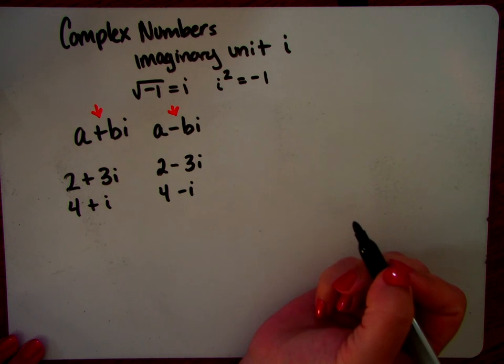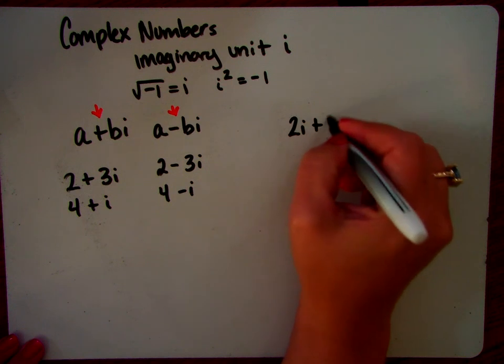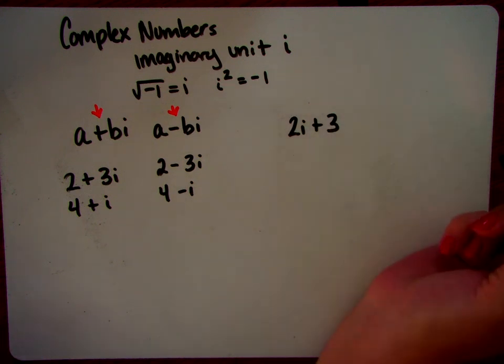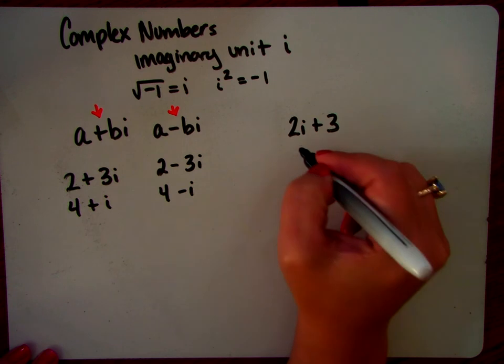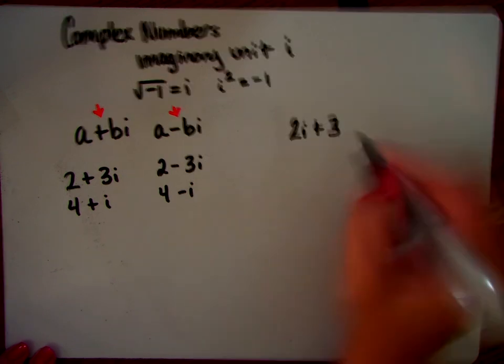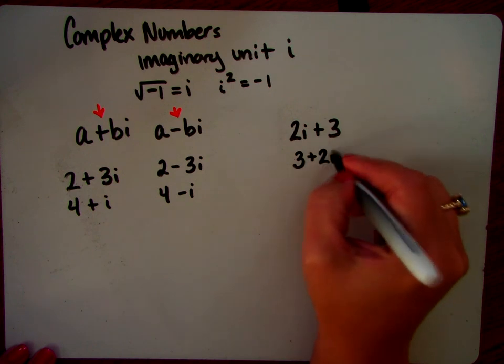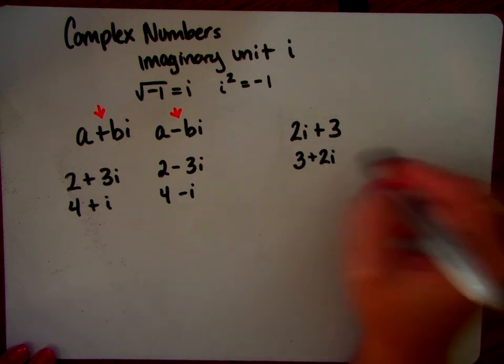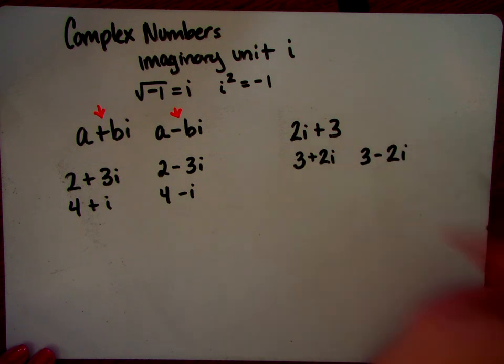These are conjugates. Now, you may get one where the i is in the front. Well, I can't tell you the conjugate until that's in the right order. The i's are always second. So this is a positive 3, so I'm going to leave it positive. That's a positive 2i, I'm going to leave that positive. Now I can give you the conjugate. 3 plus 2i, the conjugate is 3 minus 2i.